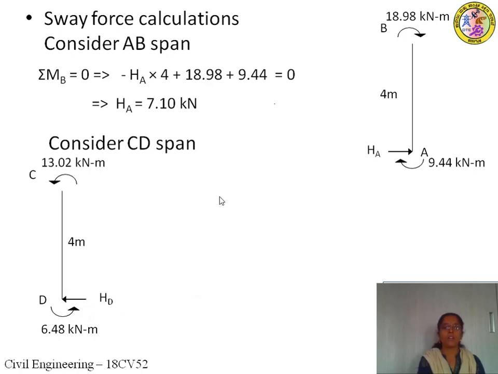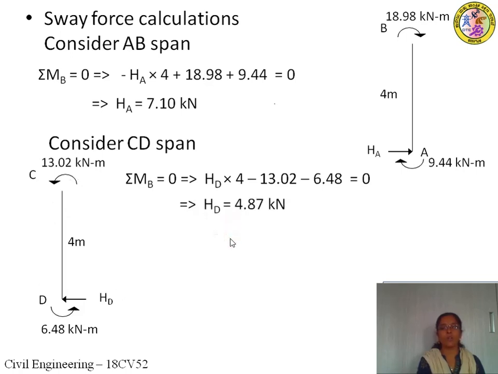Okay. And now let us take moment of all the forces about C. So please make this as C. So moment about C is equal to 0, which gives HD is inducing clockwise moment about C, therefore HD into 4 minus 13.02 minus 6.48, that is equal to 0. So which implies HD is equal to 4.87 kilonewton.